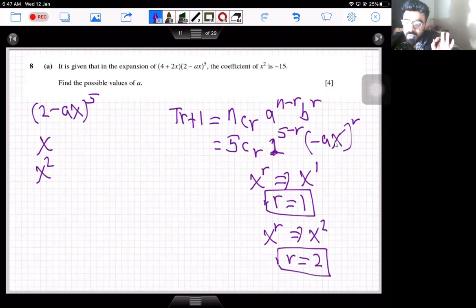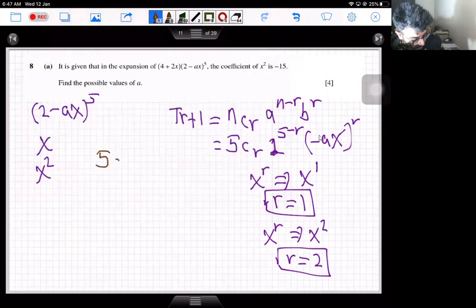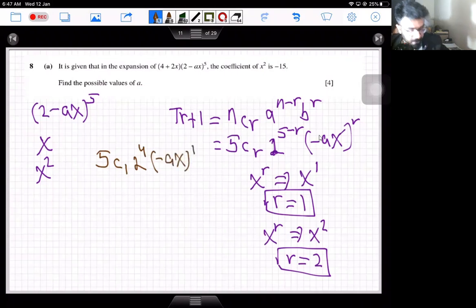Now we just need to put the values of r equals 1 and r equals 2 into this formula, so that we would be able to find the terms in x and x square, which would be in terms of a. First of all, let's put r equals 1. So 5C1 multiplied by 2 raised to the power 5 minus 1, which means 2 raised to the power 4, multiplied by (minus ax) whole thing raised to the power 1. So 5 multiplied by 2 raised to the power 4, this is 80, and 80 is multiplied by minus a and then x. So this is minus 80ax. This is the term in x.